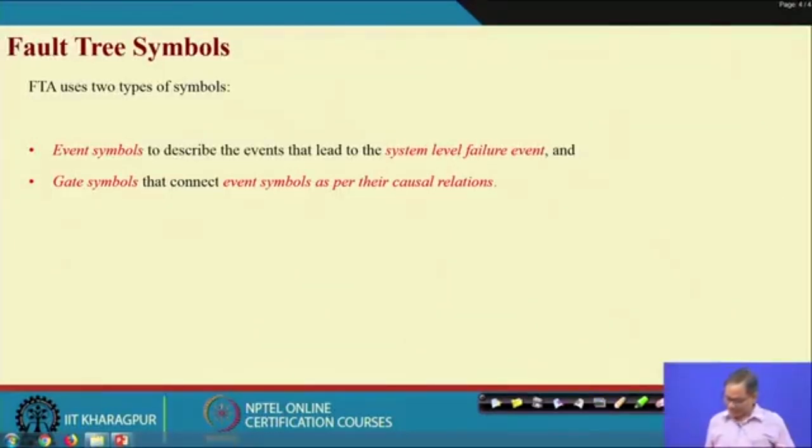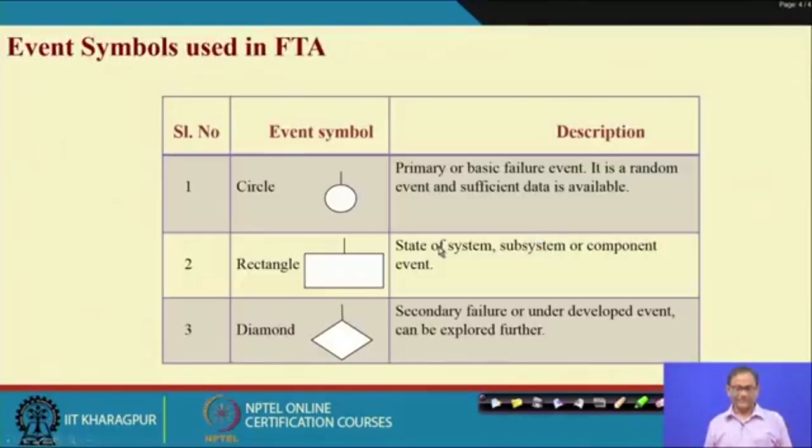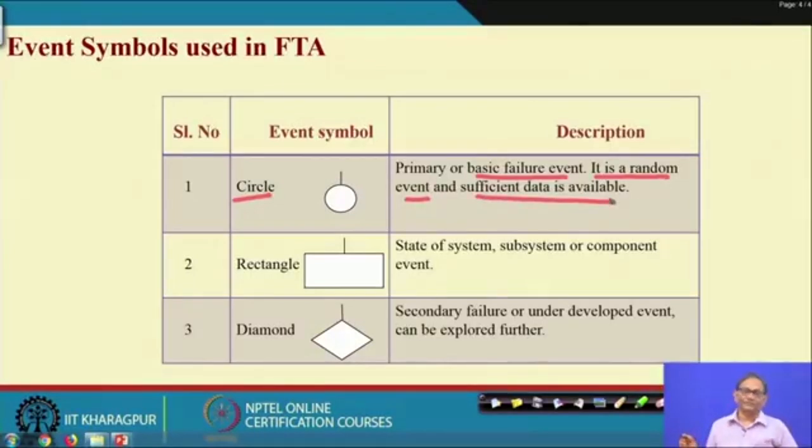Let us see some of the symbols, then we will go for their application. One is the circle. What is a circle? Circle denotes the primary or basic failure event. What is a basic failure event? Basic failure is the component level failure. So, when we put a circle, we understand that it is a random event and sufficient data is available. That means we know the probability of that event occurrence.